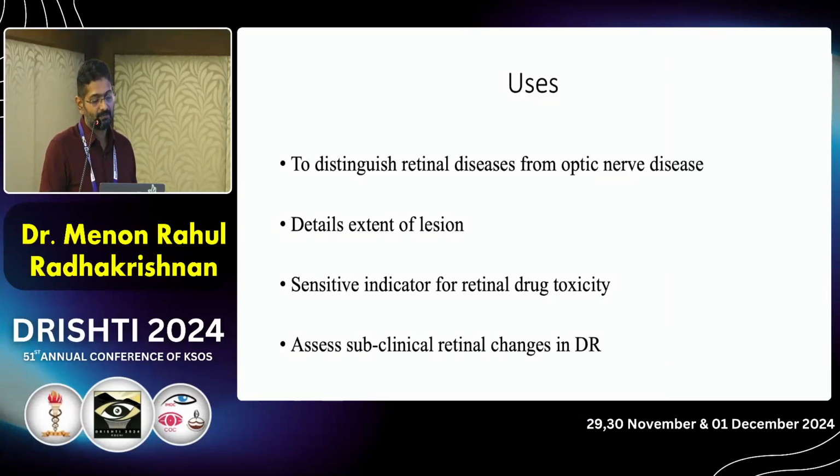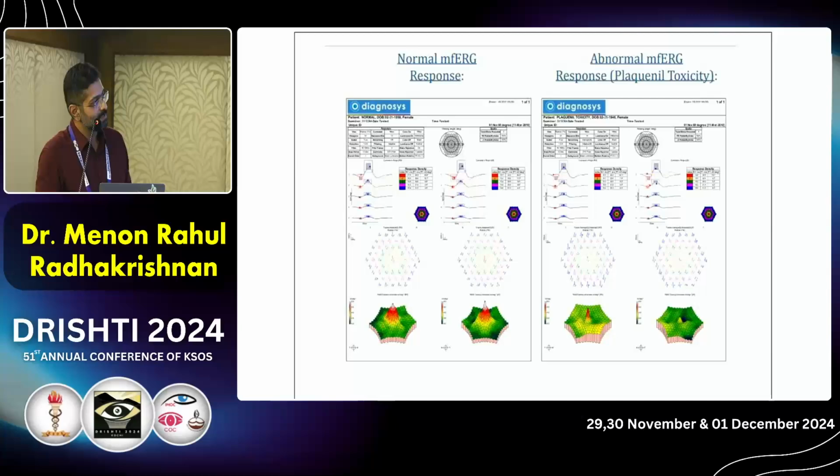It's a sensitive indicator for retinal drug toxicity, and also assesses subclinical retinal changes in diabetic retinopathy. So this is the thing I was talking about. This is a normal multifocal ERG, and this is the Plaquenil, that is the HCQ. If you can see over here, the peak is okay. You can get a rough idea by looking at the 3D density plot. But if you look at the arrays over here, the second wave, this region is usually classically affected. So this is very classical of HCQ toxicity.